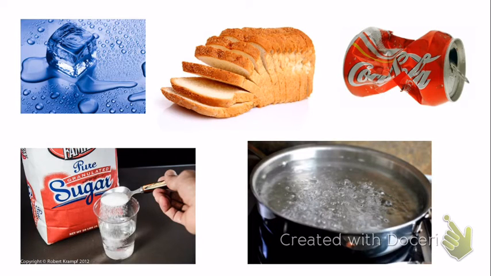All right, so here are some examples. We've got ice that's undergoing melting. Again, that's physical. Bread, it's just being cut. When you cut a loaf of bread into slices, you're not changing the fact that it's bread at all. It's just in smaller pieces, but it's still bread. This aluminum can, when you crush it, it's still an aluminum can, regardless of whether it's crushed or not. We haven't changed what it is.